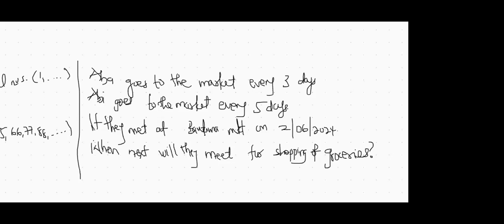So Abba goes to the market every 3 days. Abby goes to the market every 5 days. If they met at Bantama Market on 2nd June 2024, when next would they meet for shopping of groceries? So this is a typical question of multiples. Can you see they are testing you on multiples?